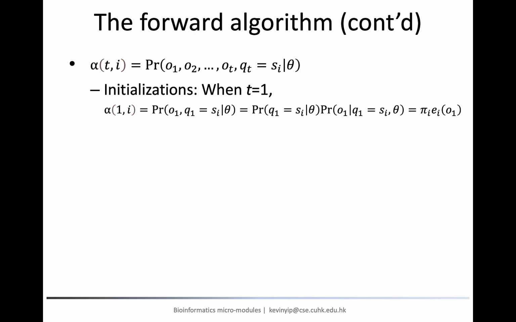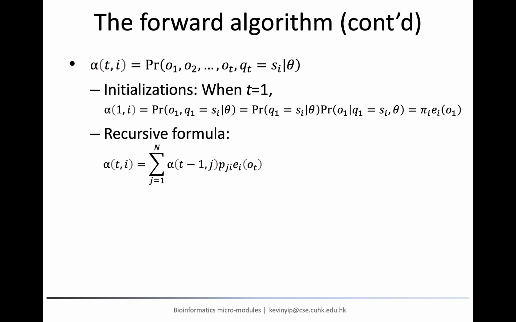According to the definition of the dynamic programming table, alpha 1 i is equal to probability of O1 and Q1 being Si given theta, which can be decomposed to the product of the initial probability of state i and the emission probability of the first observation by state i. These two values are both given as part of the model parameters theta, and thus we can directly compute the entries for t equals 1.